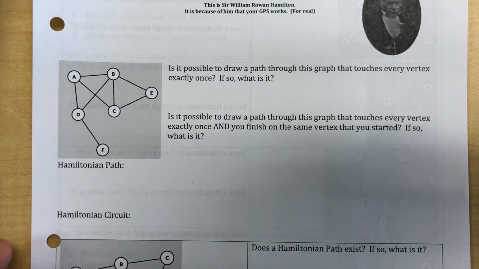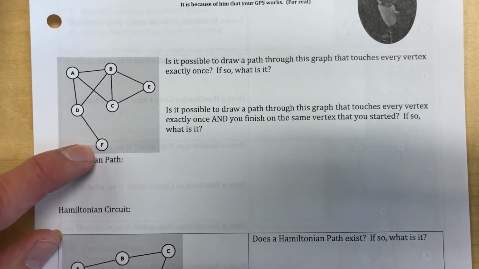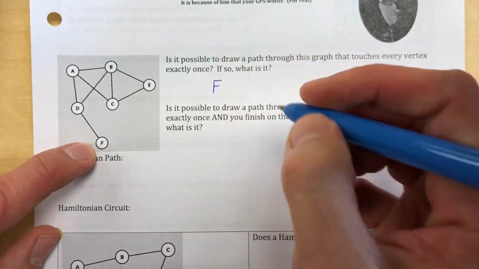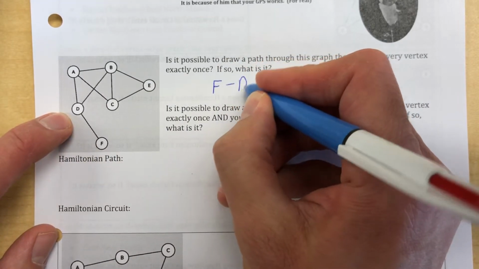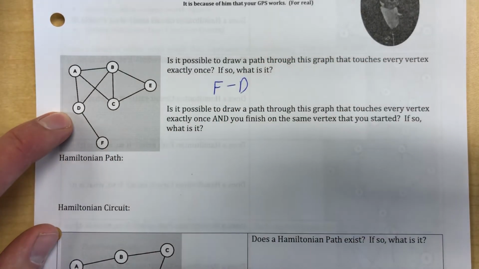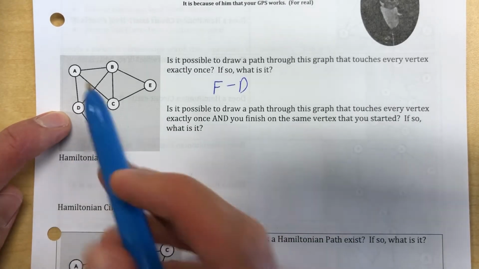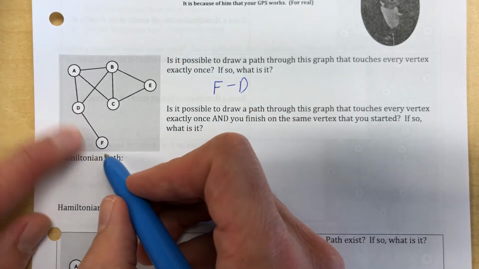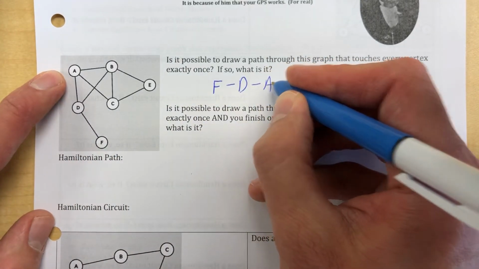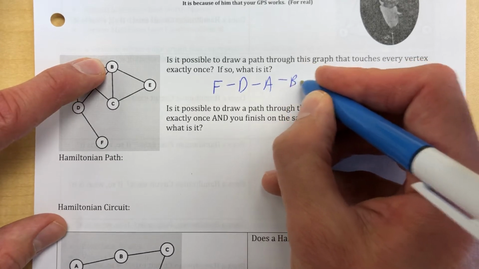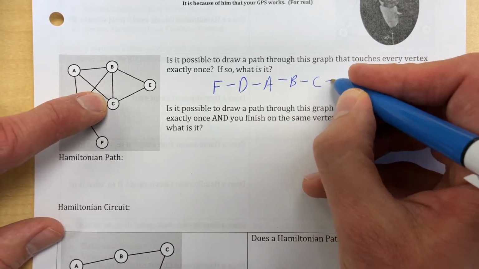But I'm going to start at F because he's just dangling out here all by himself. I'm going to just start at F, and then we can go up to D. I'm putting a little dash. I'm kind of getting in the habit of putting the dash now because in later lessons, we're going to need to put some stuff around that dash, like if it shows me how many miles or whatever. So I can go F, D, then A, then B, then C, then E.